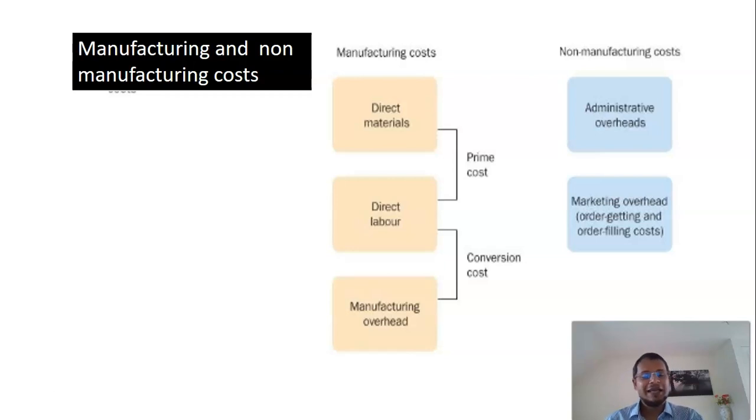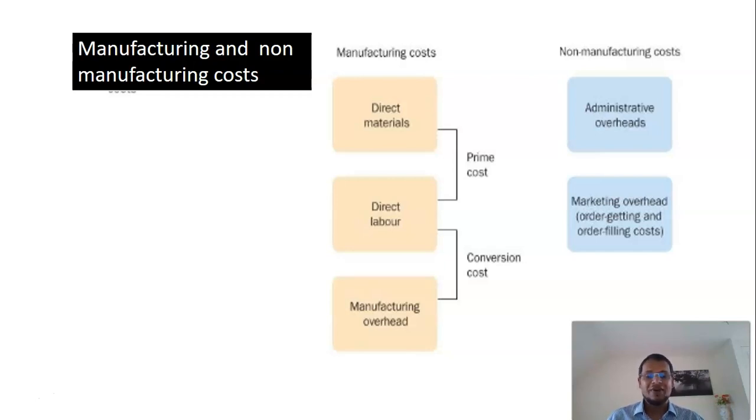manufacturing cost and non-manufacturing costs. So manufacturing cost includes three elements: direct materials, direct labor, and manufacturing overhead. And direct material and direct labor are the main components of a product, which actually need a significant amount of cost, a significant amount we need to spend. That's why these expenses together are recognized as prime cost, main cost, important cost.